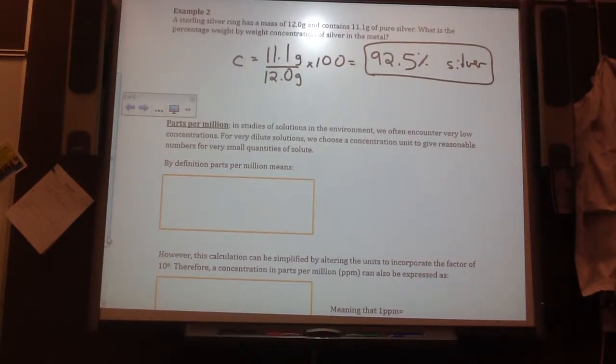Okay, now this one is kind of a weird one. Parts per million is mostly applicable in environmental studies, where they're trying to find out toxin levels of different things, say in a pond. If we think about mercury, even if there's a really, really small amount of mercury in a pond, the damage or impact that it has on that environment is huge, right?